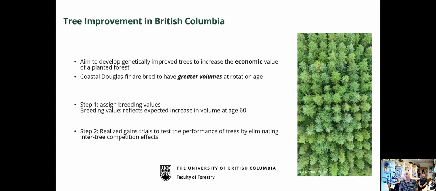The steps for tree improvement are well known. The first one is to assess our breeding values, which can often be expressed as volume or height. And once we have these breeding values, we then test the performance of those by planting trees, eliminating the tree interspacing, and assessing their growth over time.